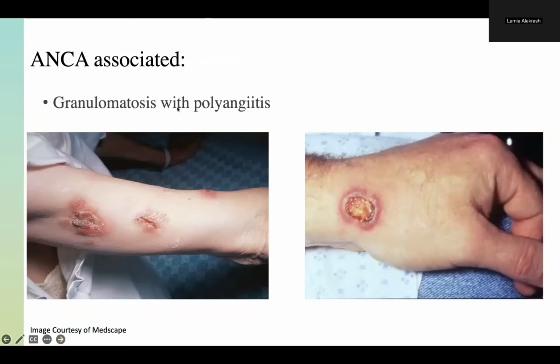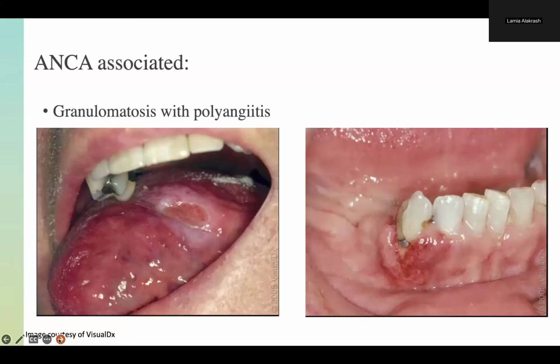In granulomatosis with polyangiitis, you can see a characteristic lesion called pyoderma gangrenosum-like lesion because it looks like pyoderma gangrenosum with the typical violaceous undermined border. Also, you can see more ulcerative nodules over the extremities. And in granulomatosis with polyangiitis, again, you may see gingival involvement. They call it sometimes strawberry gum, and oral ulcers.